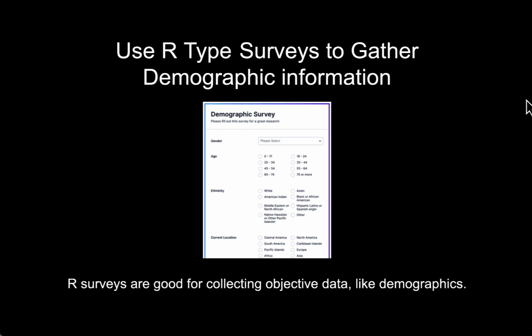But again, I think the main idea here is what other kinds of data, in this case, objective data, would be good to know about your participants, so that when you go and do the interpretation, you can use the demographic data to help you in that interpretation.